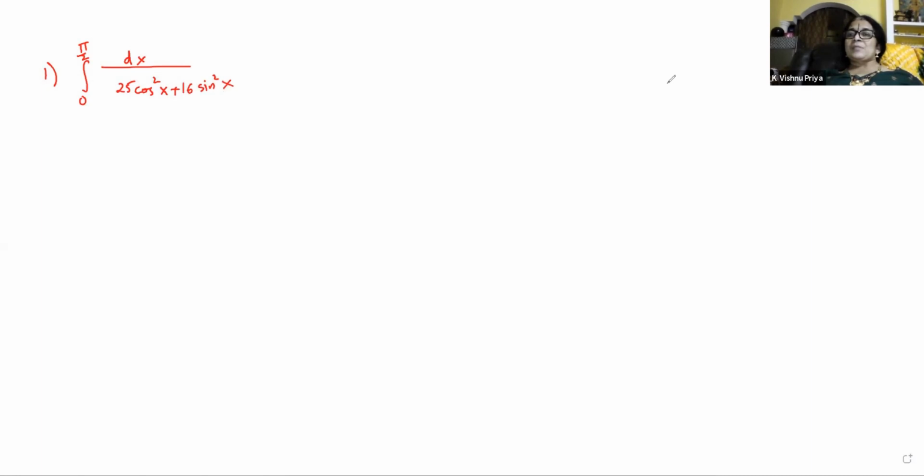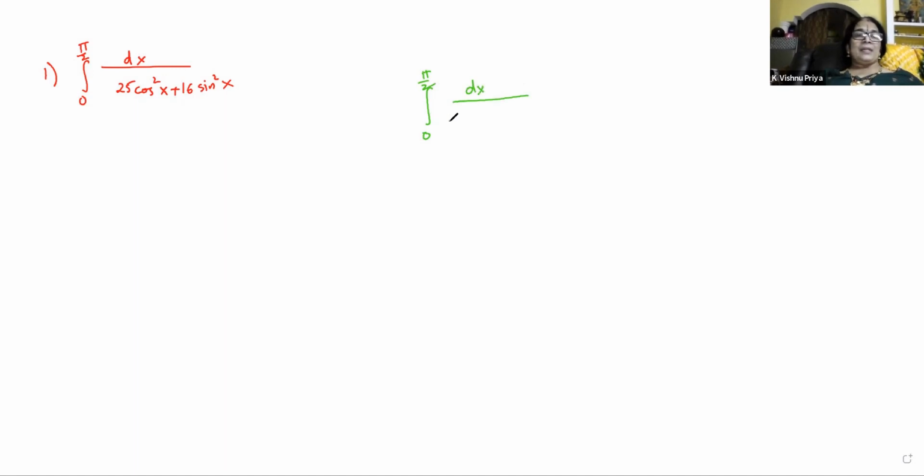25 cos square x plus 16 sin square x. So isn't this question looking different? Yes. So here you have to learn one more formula. What is that formula? Integral 0 to pi by 2. First of all, you must have... then you must have dx.